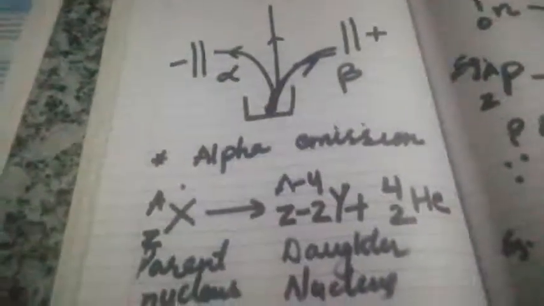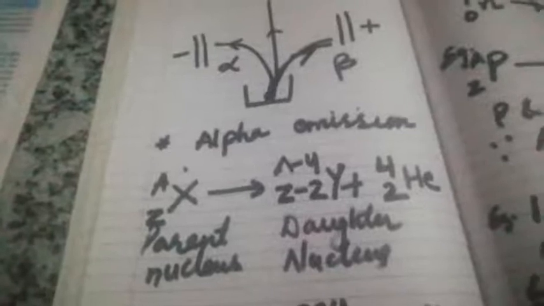Alpha emission is the emission of an alpha particle from the nucleus of an atom. Whenever two protons and two neutrons come out together from the nucleus, we say that alpha emission occurs.